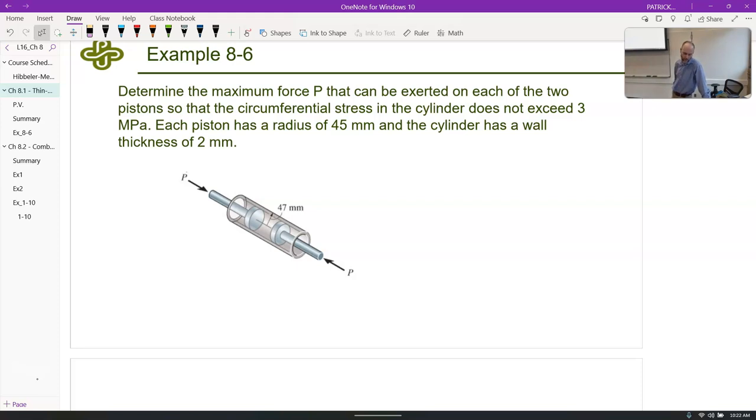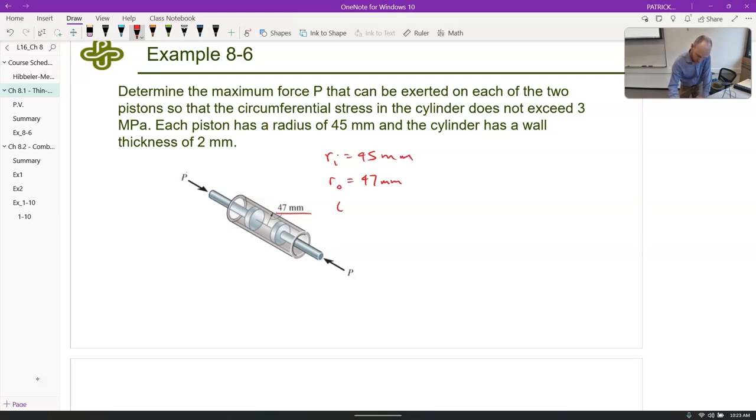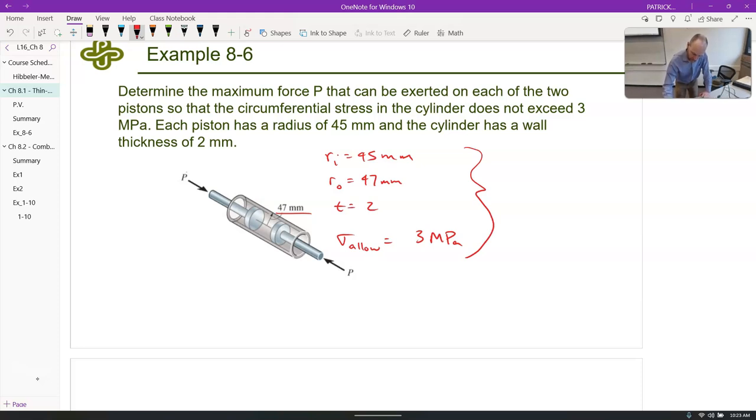So the basic information we're told here: each piston has a radius of 45, and the cylinder has a wall thickness of 2 millimeters. So this 47 millimeters you see there, that's the outer radius. So the inner radius is 45, the outer radius is 47. Thickness there is 2. Our sigma allowable from that is 3 megapascals.